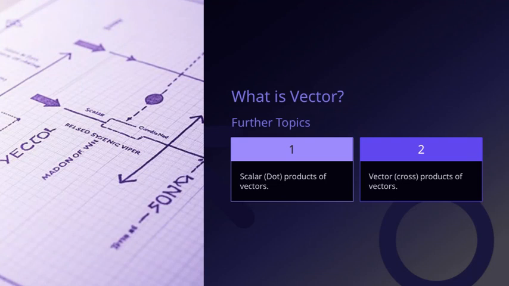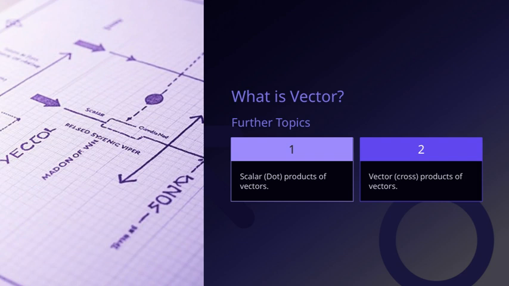Now, moving on to the different types of vector products, let's start with the cross product. This is a way to multiply two vectors that results in a third vector, which is perpendicular to the plane containing the original vectors. It's especially useful in physics and engineering when dealing with torque or rotational forces.